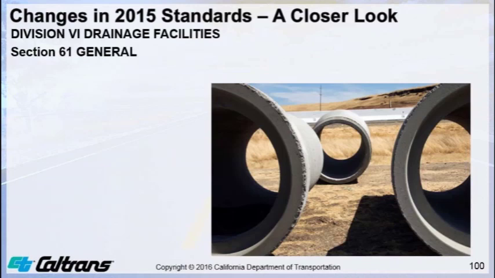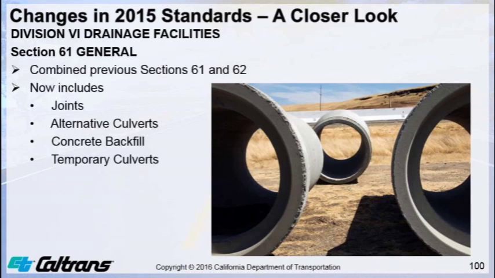Division 6, drainage facilities. In this division, we now have a general section 61, which combines the previous 2010 sections 61 culverts and drainage pipe joints and 2010 section 62 alternative culverts. It now also includes all of the specifications that can be used on multiple types of pipe for joints, alternative culverts, concrete backfill, and temporary culverts.